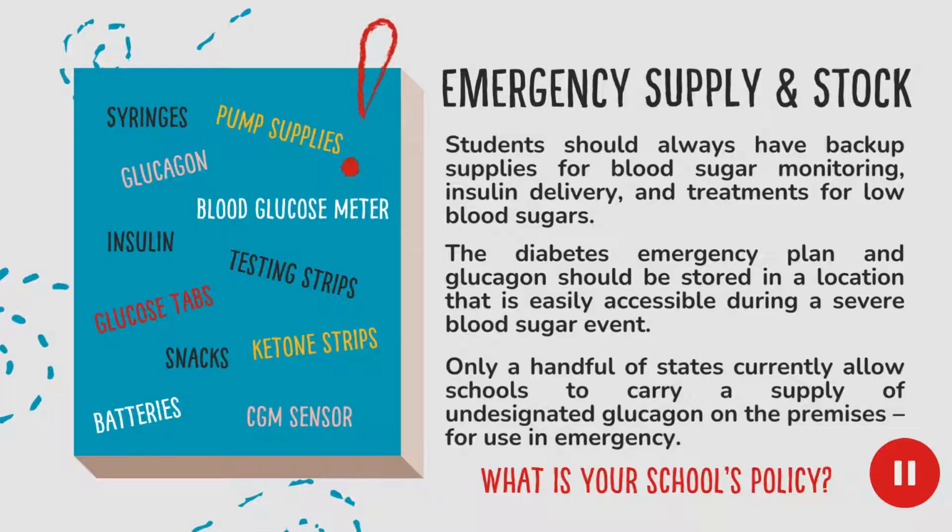A handful of states allow schools to stock undesignated glucagon on school premises to be used in case of a hypoglycemic emergency. We'll provide this opportunity to pause in order to review your school's policies and procedures for stocking diabetic supplies and emergency medication.